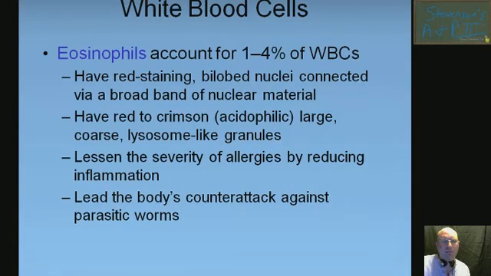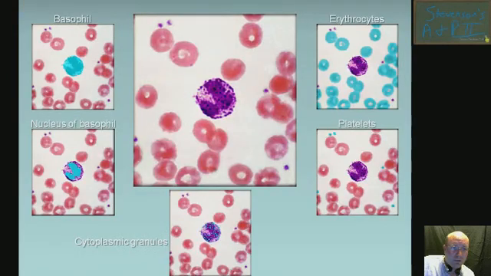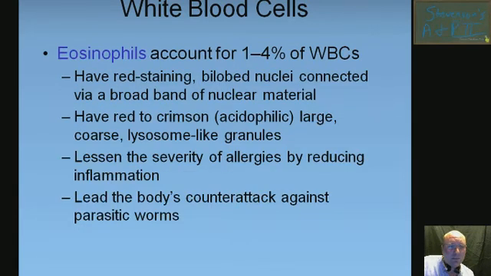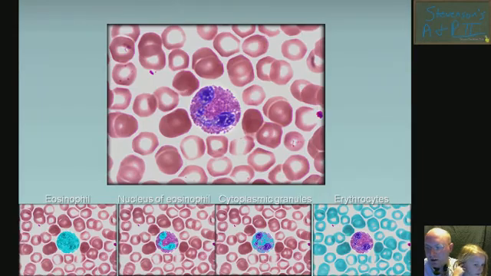Okay, white blood cells, eosinophil cells. They account for 1 to 4% of white blood cells, so quite a bit more numerous than your basophils that are only 0.5%. Eosinophils have red staining bilobed nuclei connected with a broad band of nuclear material. Okay. They also have a red to crimson acidophilic coarse lysosome granules, and they lessen the severity of allergies by reducing inflammation and lead the body's counterattack against parasitic worms. Okay, eosinophils, okay, are these right here.